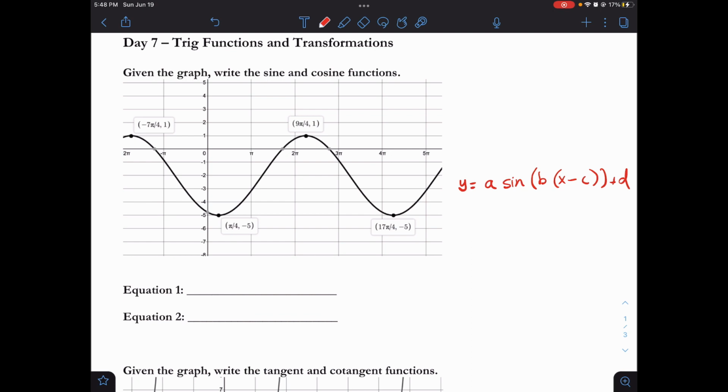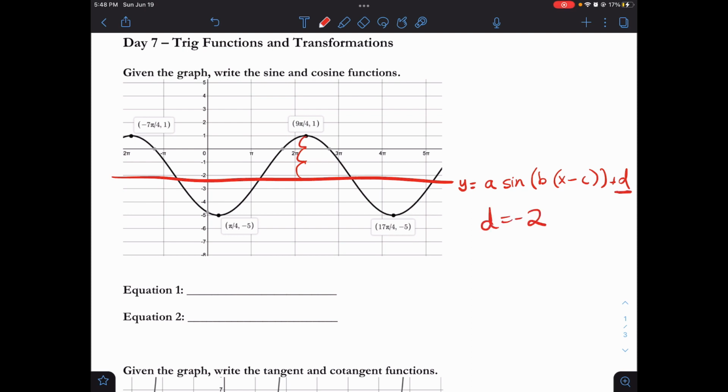So let's draw our midline. The highest and lowest points are at 1 and -5, meaning the midline will be 3 up or 3 down. So 1, 2, 3. That's our midline. Our midline is at -2, which also tells us our d value. So our d value is -2.